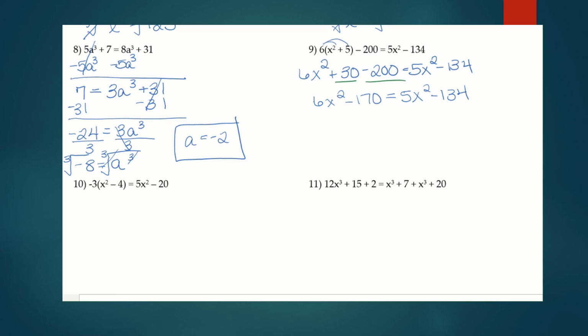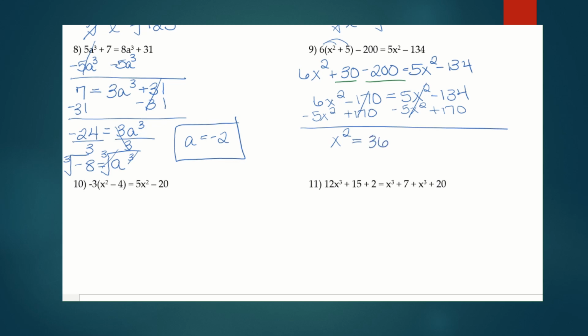Now I can go ahead and start working across the equal sign. So I'm going to do two things at once here. Hopefully you guys can follow me. I'm going to subtract 5x squared from both sides. And I'm going to add 170 to both sides. So I'm bringing the 170 over to the right, and I'm bringing the 5x squared over to the left. I'm just doing it all at once. Okay. So now I'm left with x squared, because 6x squared minus 5x squared is just x squared, or 1x squared. Negative 134 plus 170 gives me a positive 36.